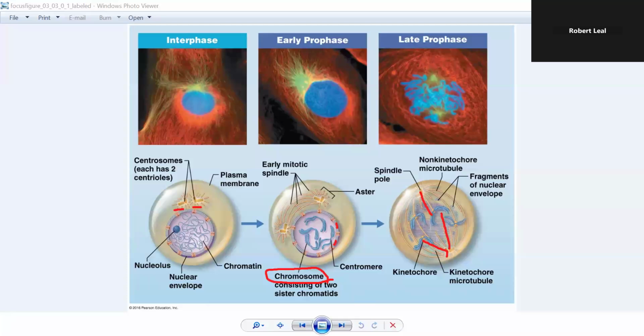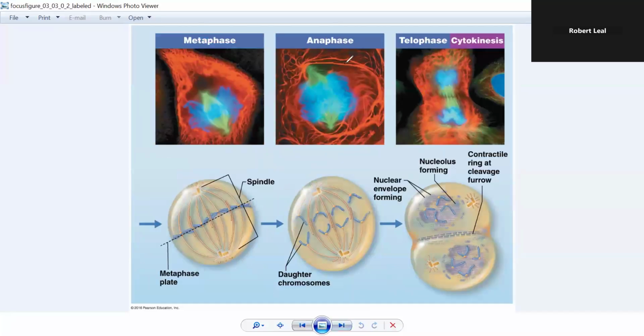All right, after prophase, the next stage is called metaphase. The simplest way is meta is referring to the middle. So you'll notice all the chromosomes are lined up in the middle. You know you're in metaphase when that occurs.